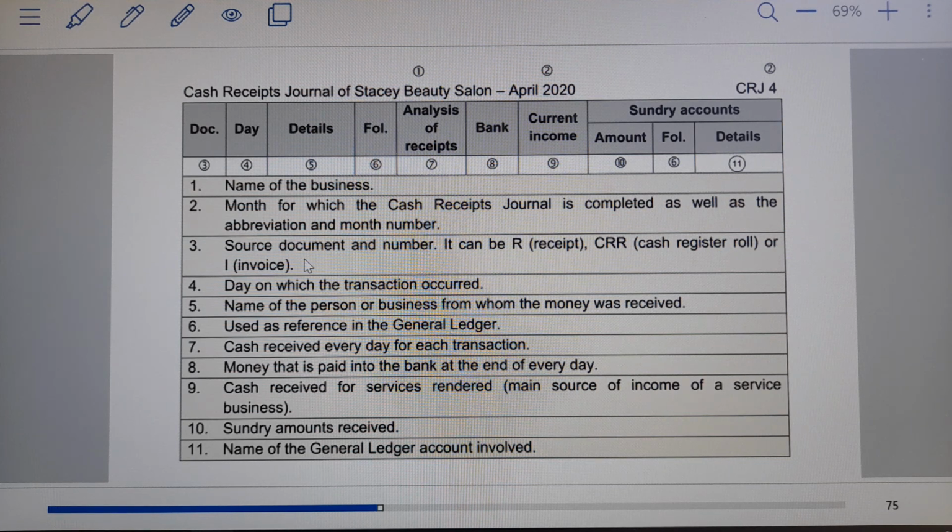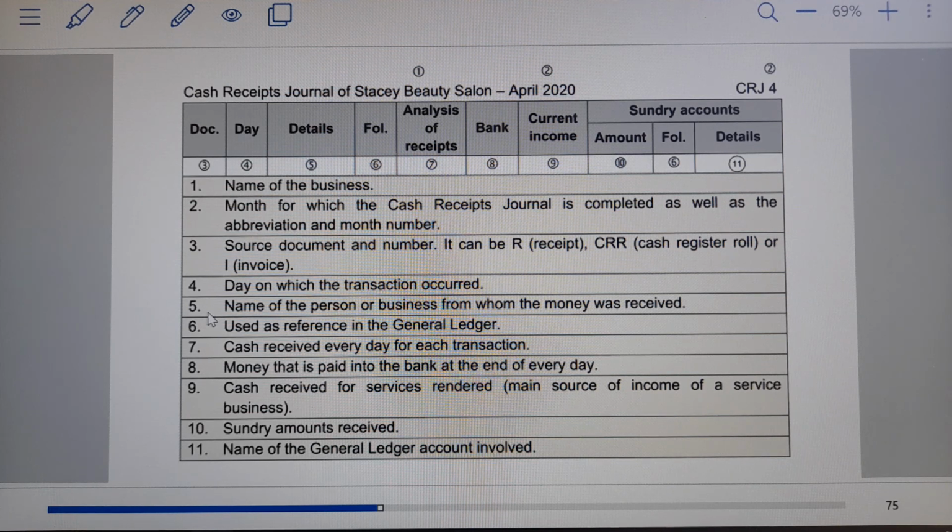Okay, this is new to us. Even an invoice can be a source document. Number 4, it's the day on which the transaction occurred. Okay, so the day on which the transaction occurred. So if it occurred on the 15th of April, you will see 15 here.